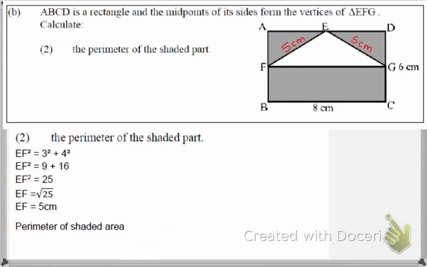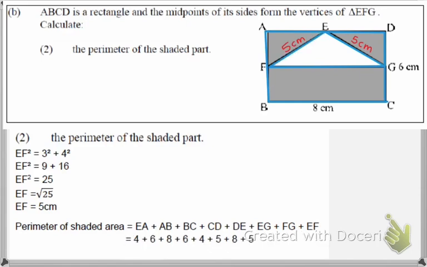Now I can calculate the perimeter of the shaded area. I'm going to start with line EA, that part there. I add line AB, that part there. I add BC, the bottom line, which is 8 centimeters. I add line CD, there CD is. I add DE, like that. And now I should add the lines of the triangle, EG, and I add FG, and the last part, I add EF. I fill in those values, and that gives me an answer of 46 centimeters.